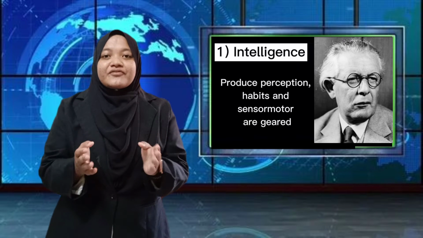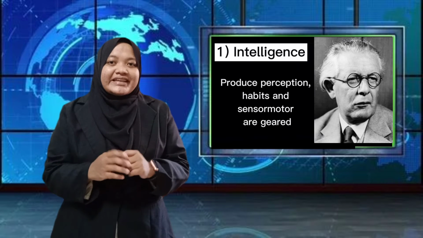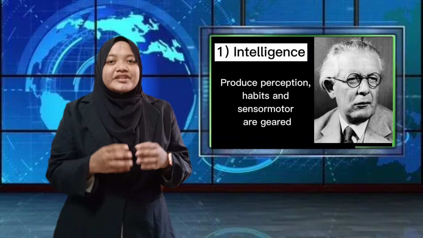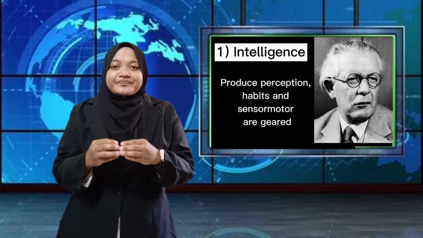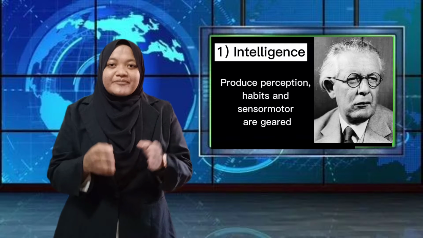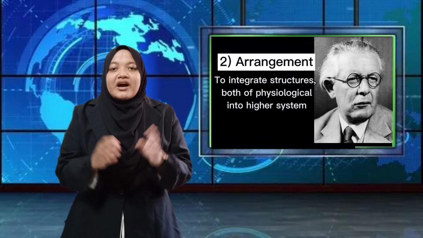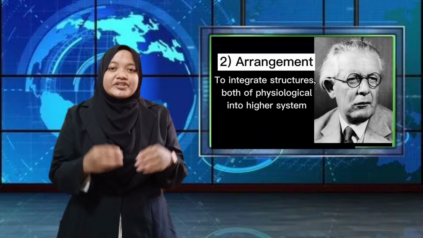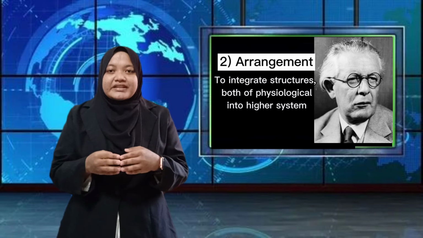The first one is intelligence. Jean Piaget did not define intelligence rigorously, but he did describe it widely. It describes biological direction in a broader sense. Intelligence, he claimed, is a state of balance towards which all the structures that produce perception, habits, and the sensory system tend. Number 2 is organization. All forms of life have a natural tendency to integrate structures, both psychological and physical, into a higher system.